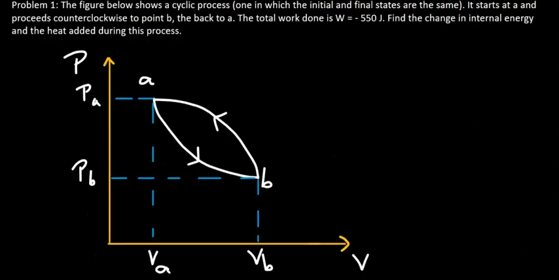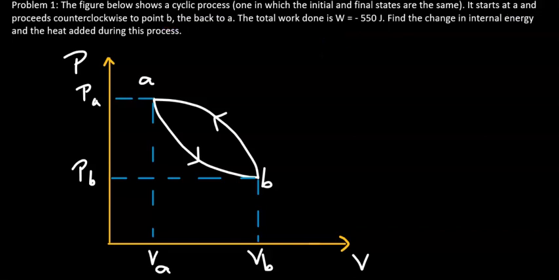Problem 1. The figure below shows a cyclic process, one in which the initial and final states are the same. So it starts at A and proceeds counterclockwise to point B and then back to A. The total work done is negative 550 joules. Now note the negative sign there. Find the change in internal energy and the heat added during this process.